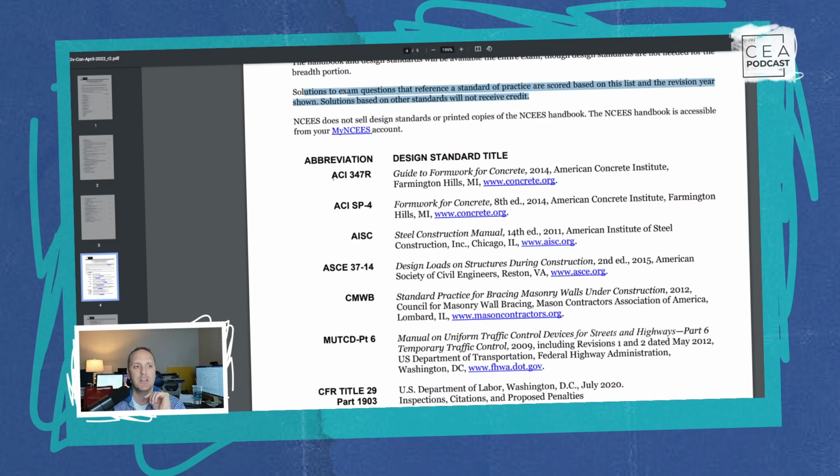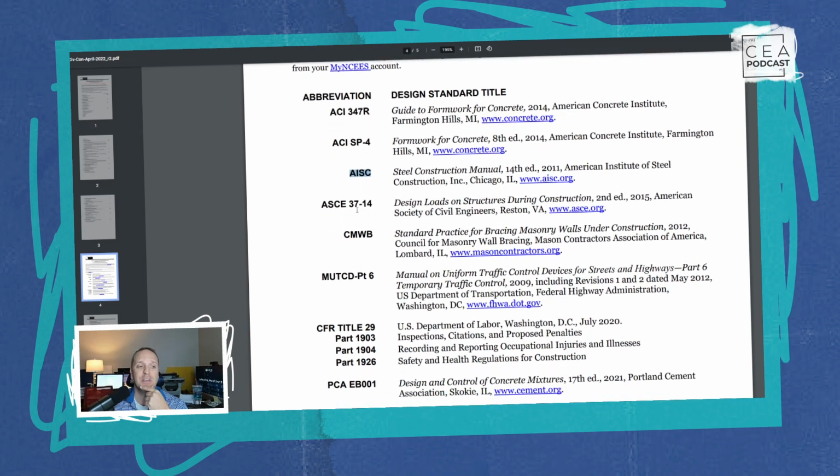So the first one that you're going to be dealing with is the ACI 347R, which is your guide to formwork for concrete. This is 2014. Then you have the ACI SP-4, which is formwork for concrete, again 2014, 8th edition. You have the AISC code, which is really still the Bible when it comes to this stuff. The 14th edition is what they're using, which came out in 2011. So you'll want a copy of that. You also need a copy of the ASCE 37-14, which is the design loads on structures during construction. You'll want the 2nd edition, 2015 for that.